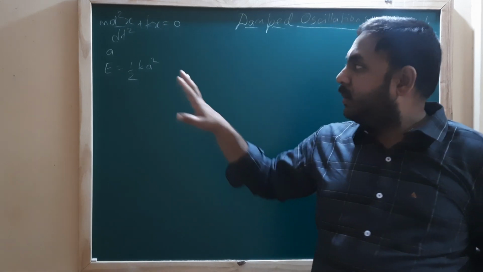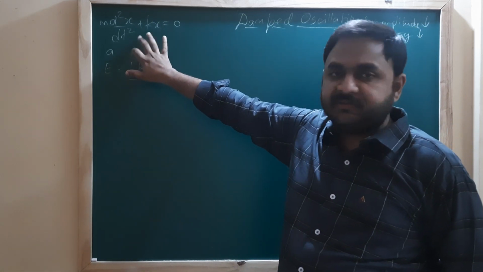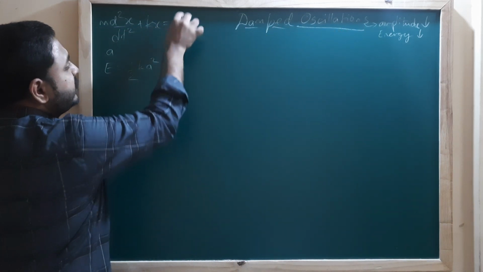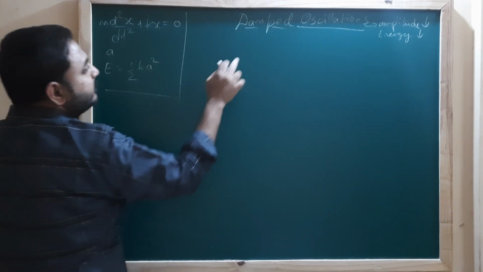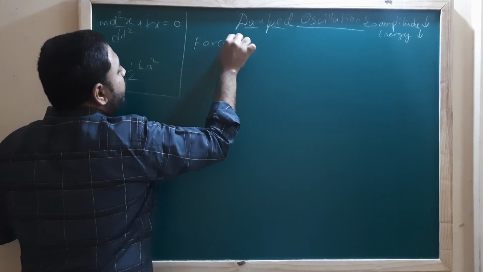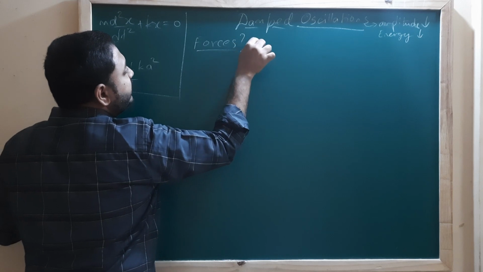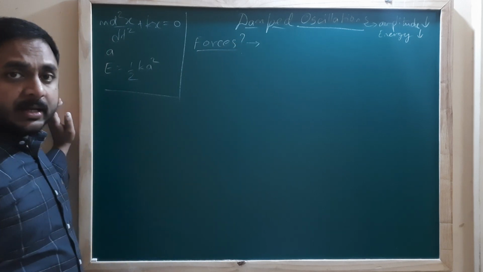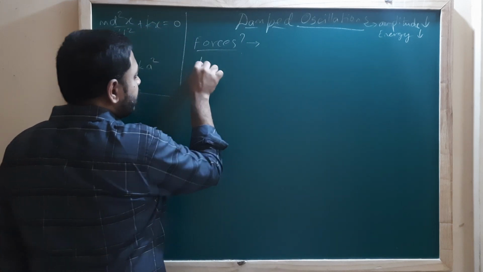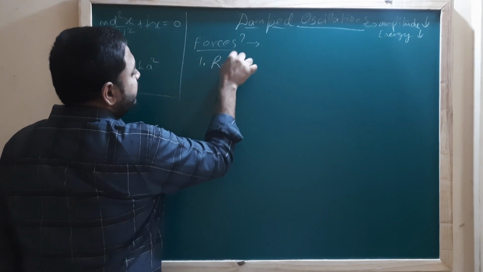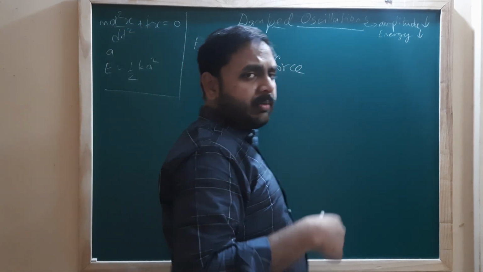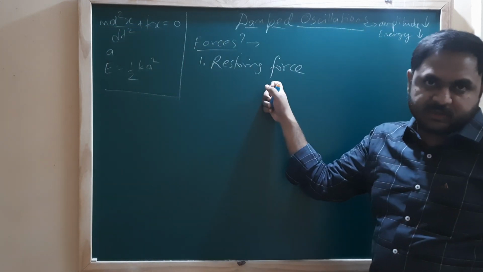If you remember, how did we derive this differential equation? We started by seeing all the forces acting on the system. Now we are talking about damped oscillations. Let us try and find out what might be the forces acting on damped oscillators. There will be two forces. First one has to be the restoring force. If ever you talk about oscillations, there has to be a restoring force involved.